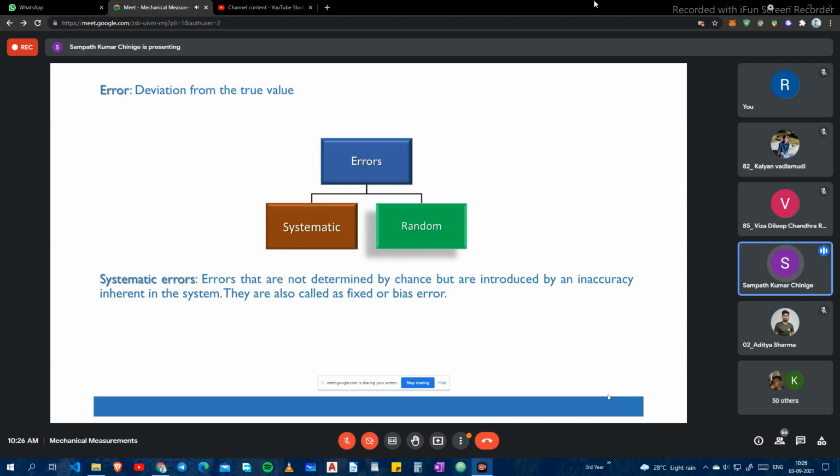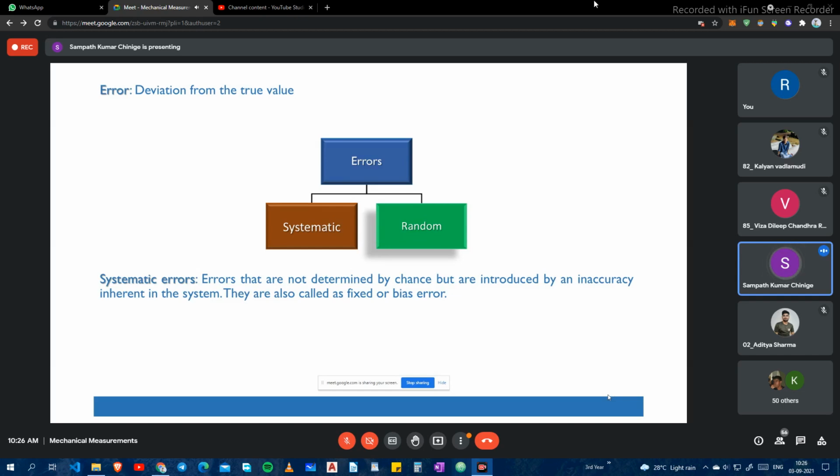Again, if you take z, you are supposed to get m, and then you will get m dash, for example. So y dash and m dash are the actual deviations we are getting. So we are getting some error which is consistent. Even if you repeat it, it will come. That's why the name itself, you are getting as fixed or bias error, because they are inherent in the system.